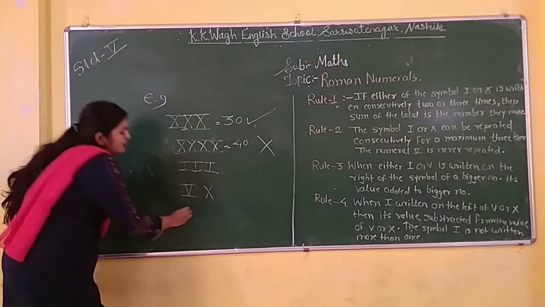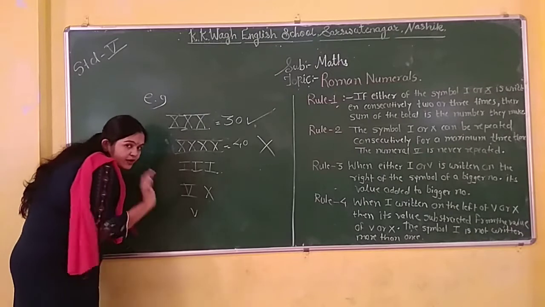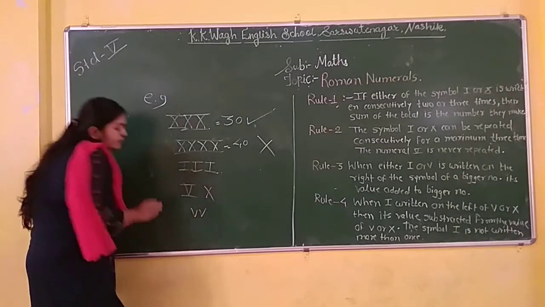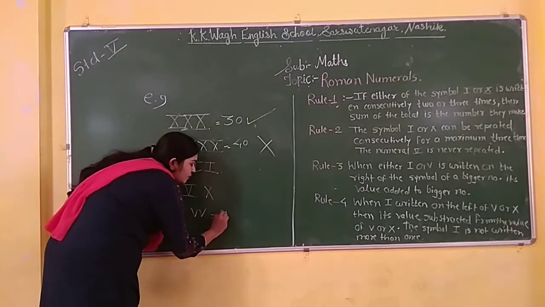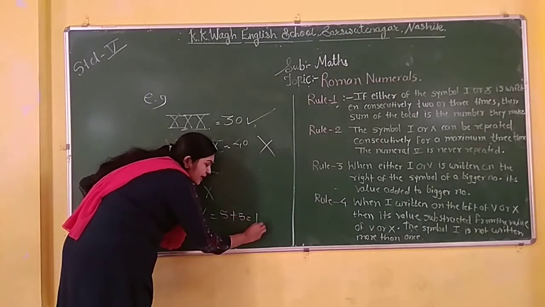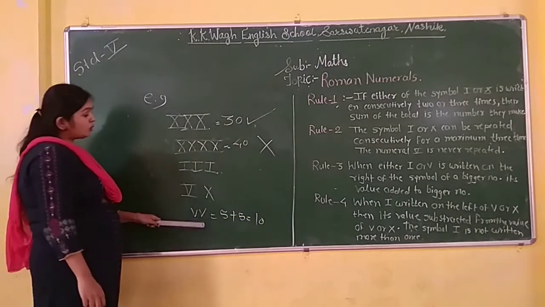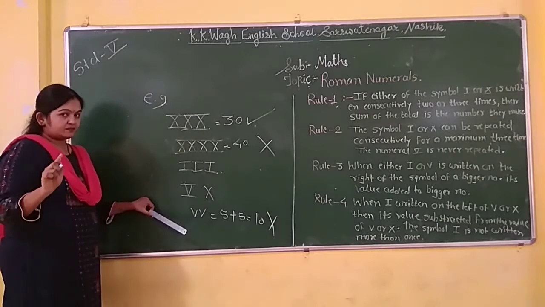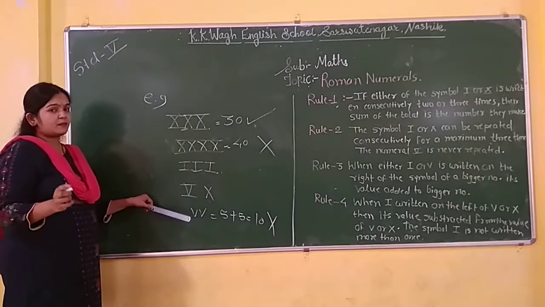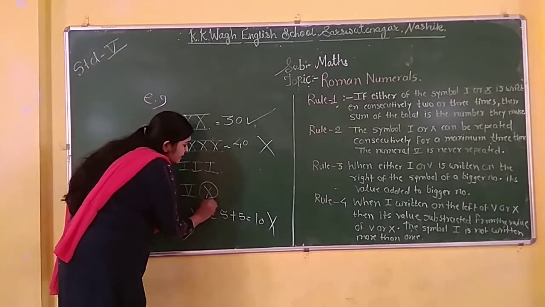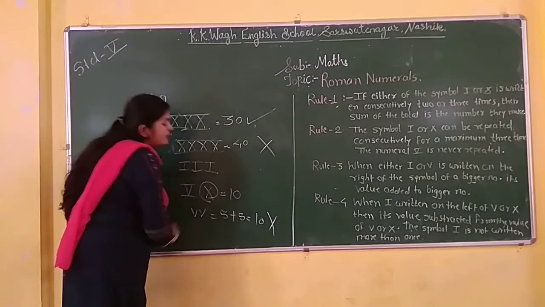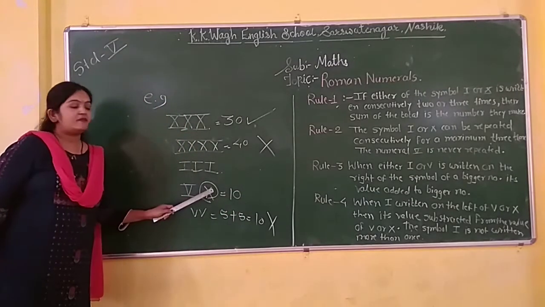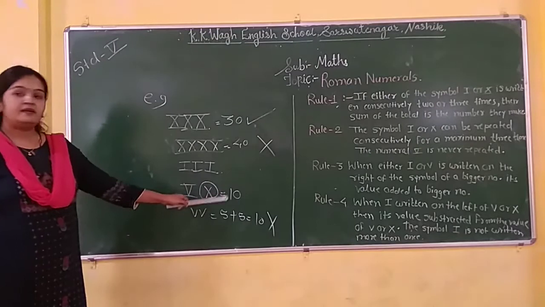You might be thinking that if V means 5 and another V means 5, therefore 5 plus 5 equals 10. Is it correct? No. We have a separate symbol for 10, which is X. X denotes the number 10, which means the value of this symbol is 10.